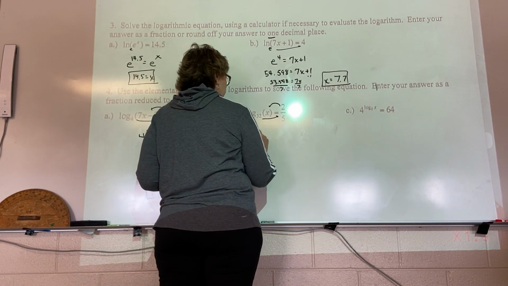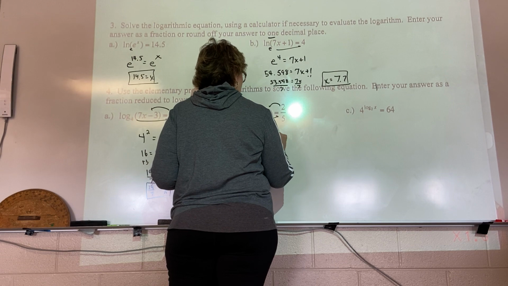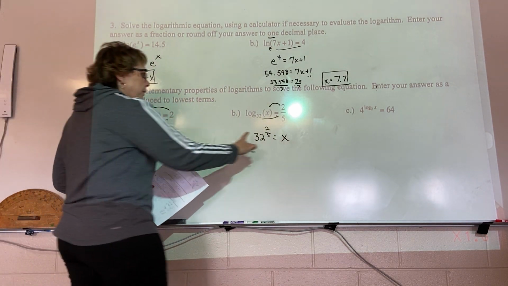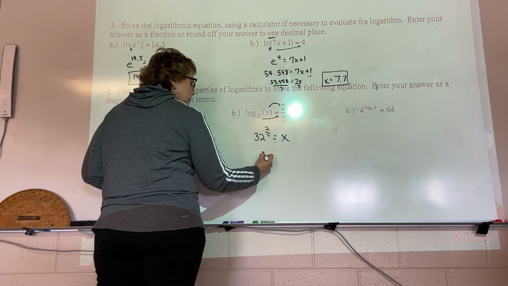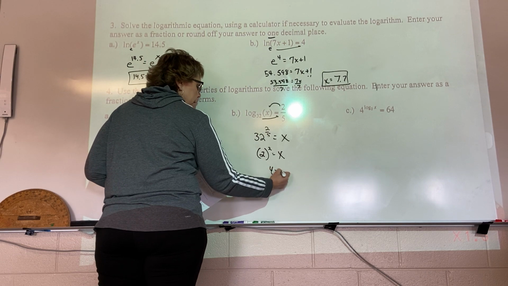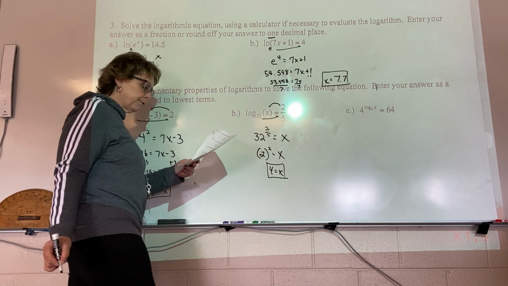32 to the 2/5 equals x. Remember a fractional exponent. This means the 5th root of 32 squared. So x is 4.